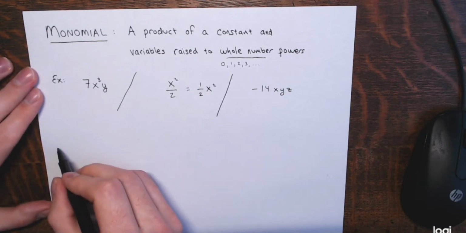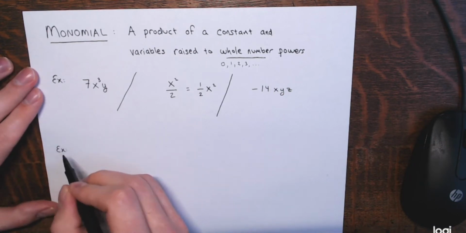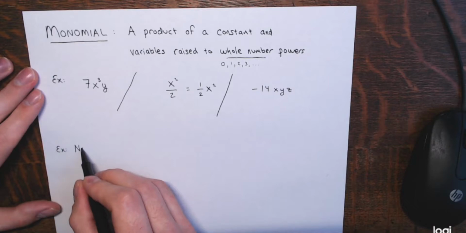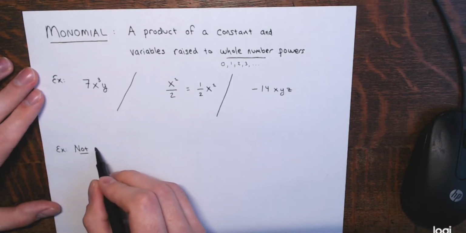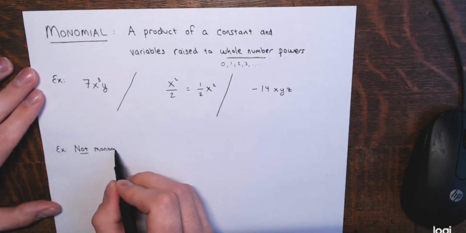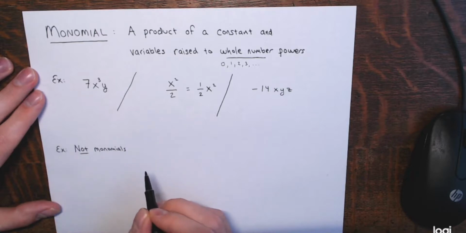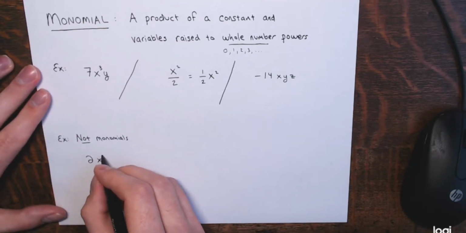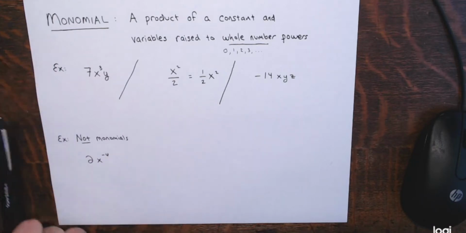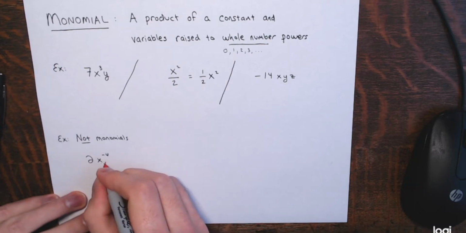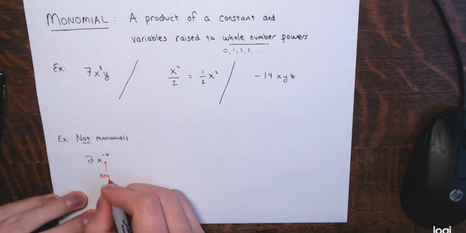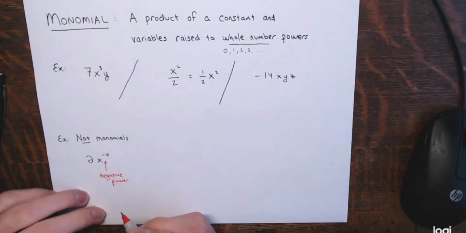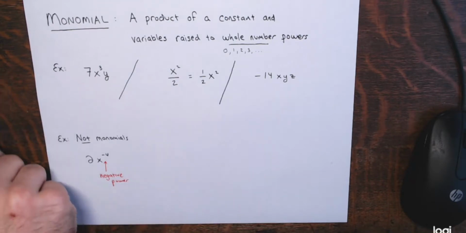And then here are some examples of things that would not be considered monomials. So like say 2 times x to the negative 4. Right, you see how the variable has a negative power. That's not going to happen in our monomials here. Right? Got to be whole number powers on the variables.